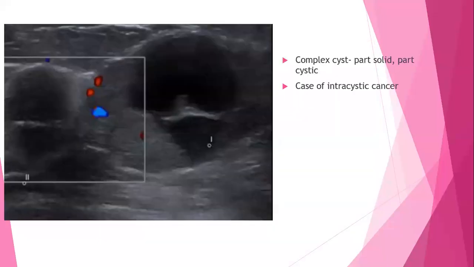We are looking at also ultrasound, the ability to differentiate between the composition, cystic versus solid. So in this case, we have a complex cyst. So we have a mass that is part cystic, part solid. We see the solid component, which also takes up some color on color Doppler evaluation. And in such a case, usually you target to biopsy the solid component. This was also a case of intracystic cancer. So when you have these complex cysts, always we say that you biopsy the solid component.